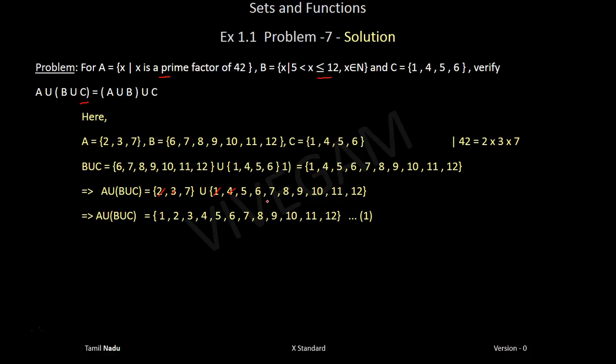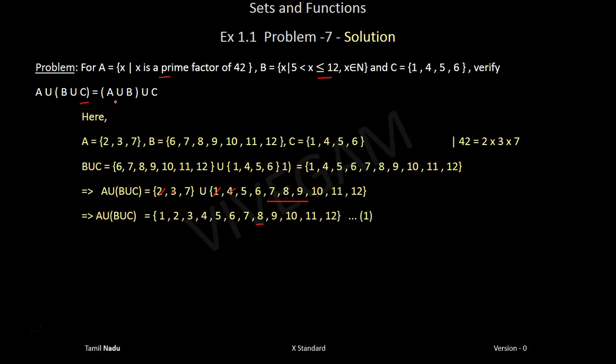So all these numbers are covered. And 7 is already covered there, so that is also in. We don't need to worry about it. So A union B union C is 1, 2, 3, 4, 5, 6, 7, 8, 9, 10, 11, 12, or 1 to 12. Okay, so this is A union B union C. This is equation 1. Now let's try the right hand side. What is the right hand side?